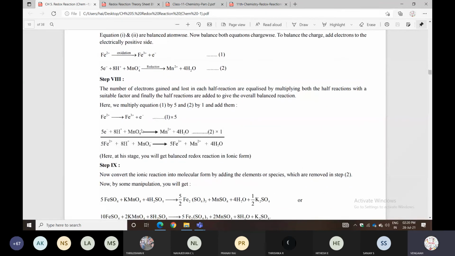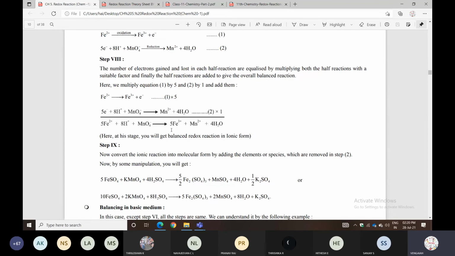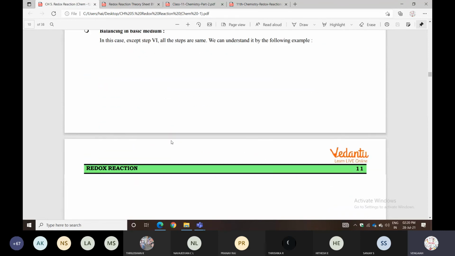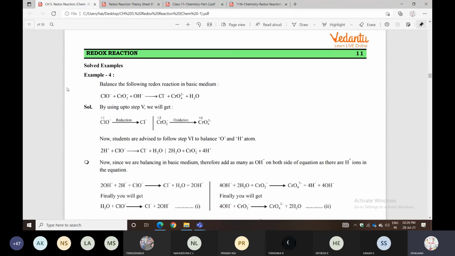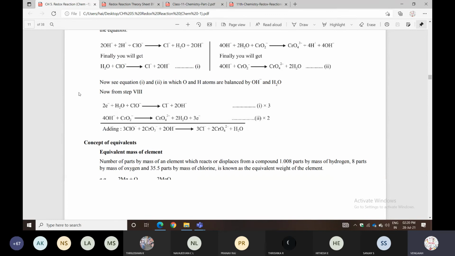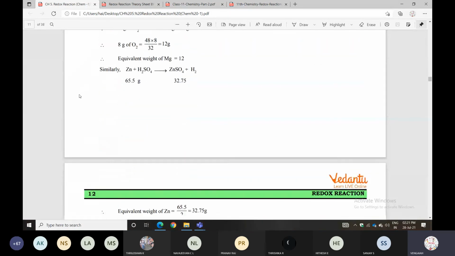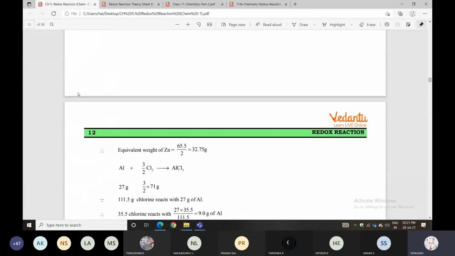So finally they add equation 1 and equation 2. They have given a detailed step-wise explanation: step 1 what will happen, step 2 what happened, like that. Acidic medium and basic medium are also given. Acidic medium and basic medium are both almost similar, except when balancing the charge and electrons. Only in those steps can you find a small difference.